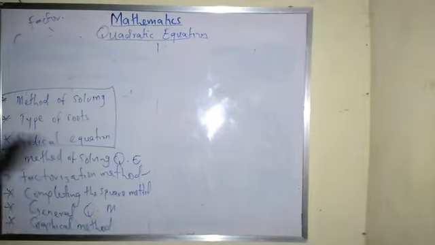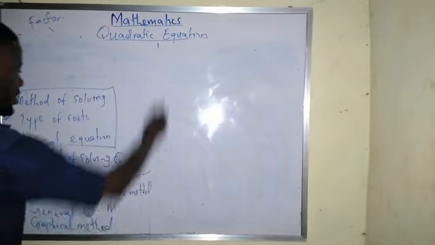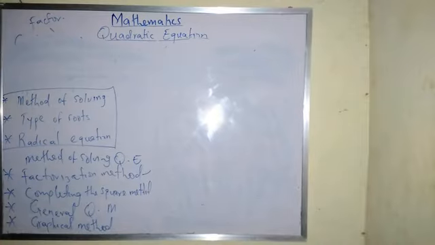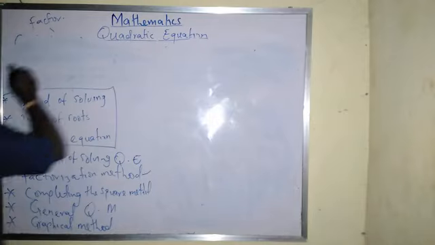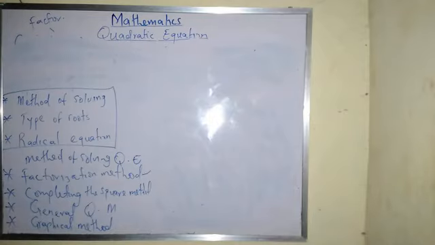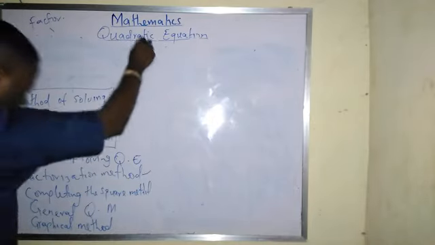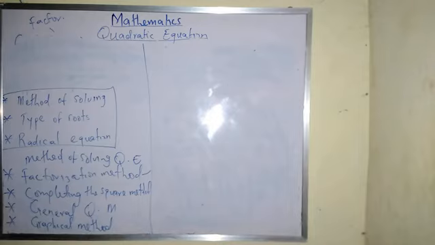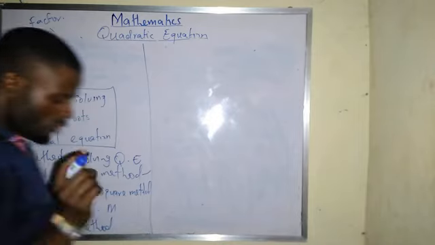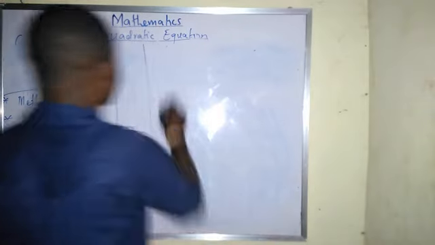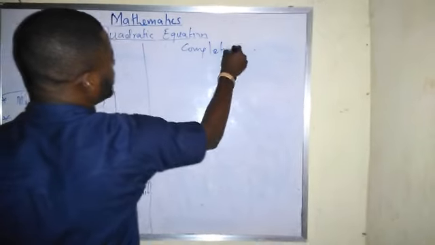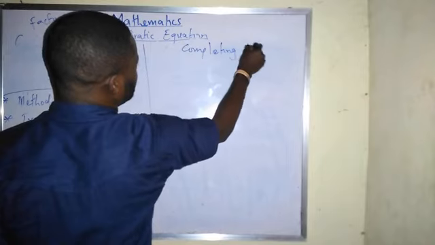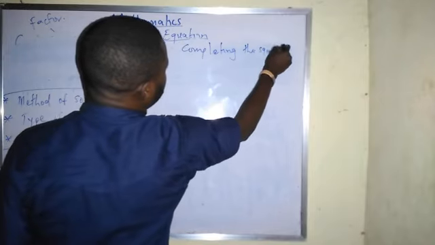The next one is the complete the square method. This is very long, so I will be very brief on it. Let me explain it. There are steps on it. But before you can use the complete the square method, please take note of this very important information.